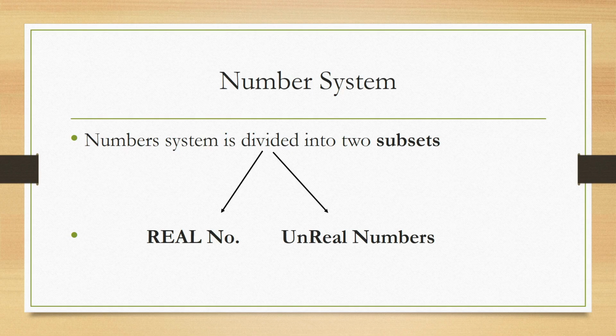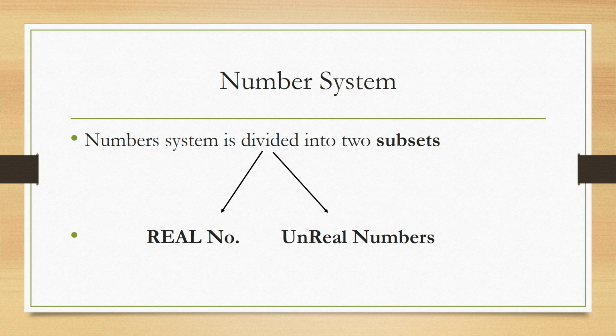Numbers, okay, are divided into two subsets when it comes to mathematics. No matter where you go, no matter where you are, numbers are just divided into two subsets. We've got real numbers and unreal numbers. All you have to know. So we are therefore going to be looking at all the different types of real numbers and all the different types of unreal numbers. So what makes numbers real numbers, and then what makes numbers unreal numbers.